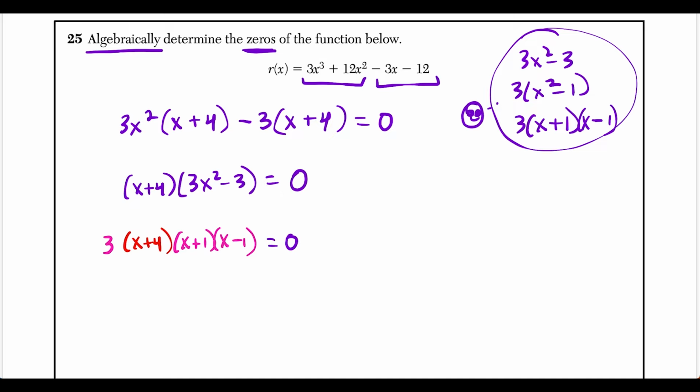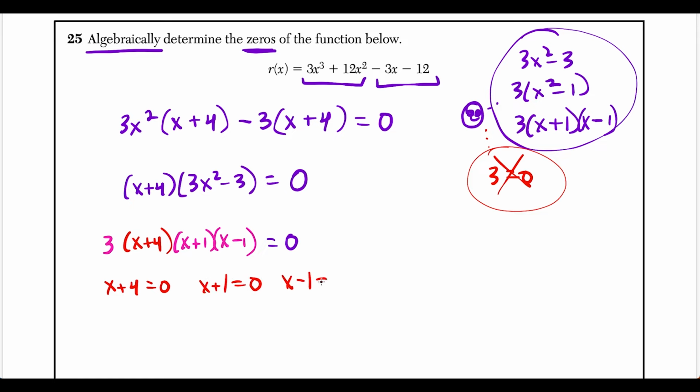So now what we have here is when we want to find the zeros, don't set 3 equal to 0. Like, just think about that. If you set each factor equal to 0, this is obviously not true. So you could just kind of ignore the constant here. But now you're setting x plus 4 equal to 0, you're setting x plus 1 equal to 0, and you're setting x minus 1 equal to 0.